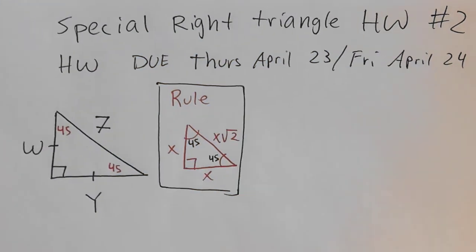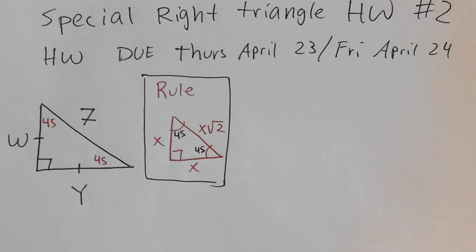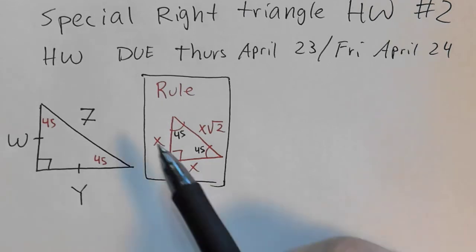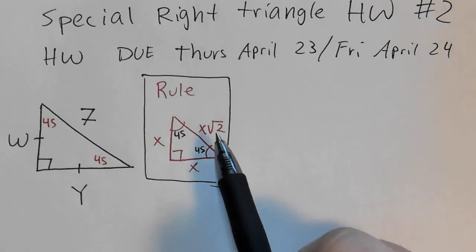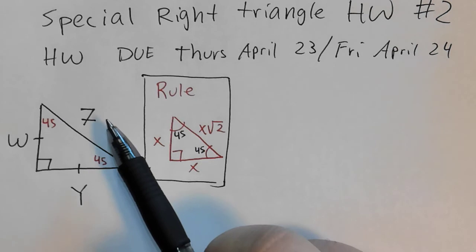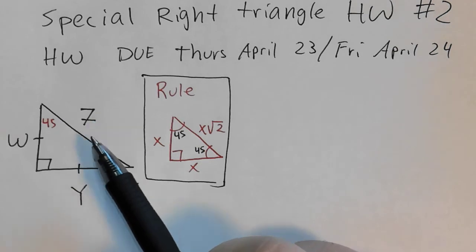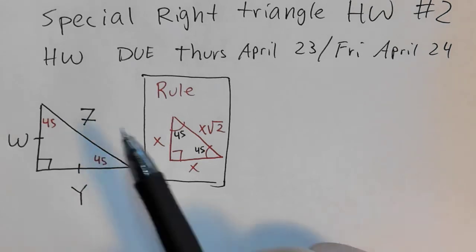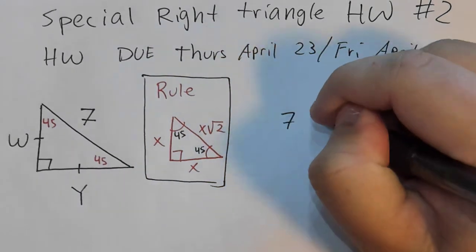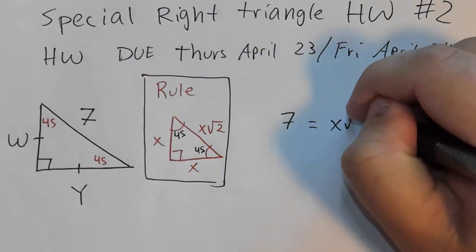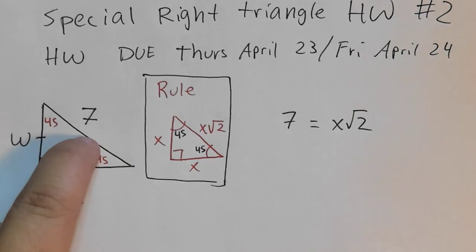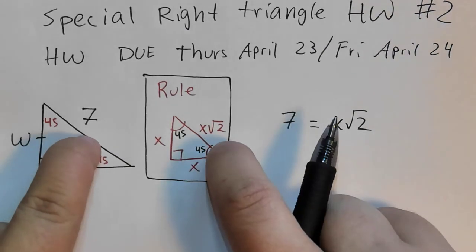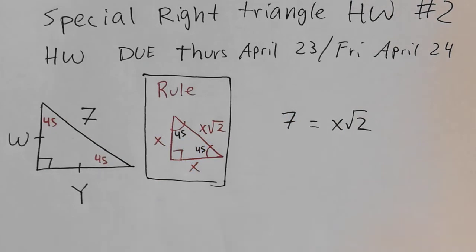So if that's true, how do you find w and y? Look at this side here. We know in the rule triangle that this is x root 2, but in our example problem that's a 7. Not an x root 2, but a 7. So we're going to say that 7 equals x root 2. Why? Because this is here and this guy's here. They're the exact same spot in the triangle.